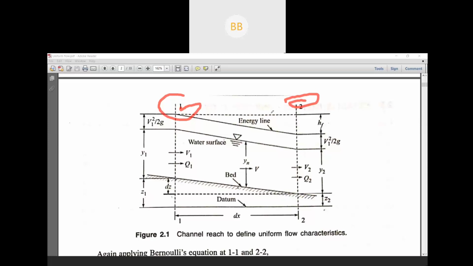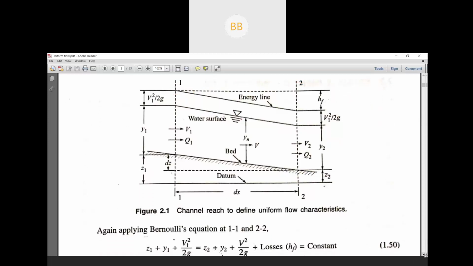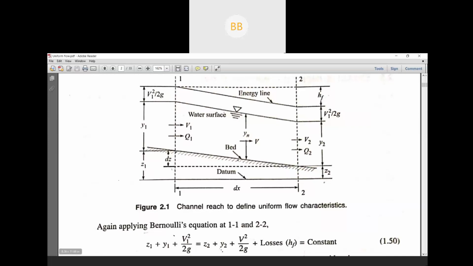So what we are going to do here is apply Bernoulli's theorem. You have already studied Bernoulli's theorem, anyways, we are going to discuss it again. For the first section, we are going to find out the total energy. We have already discussed total energy. The total energy is equal to kinetic energy head plus potential energy head plus datum energy head.